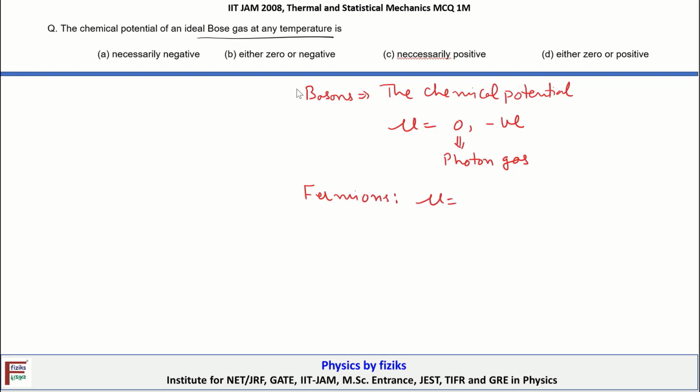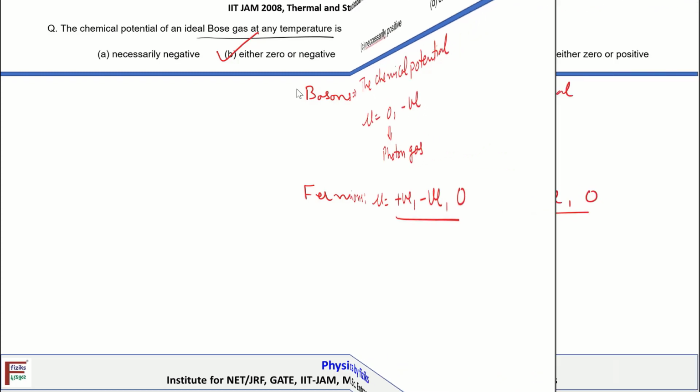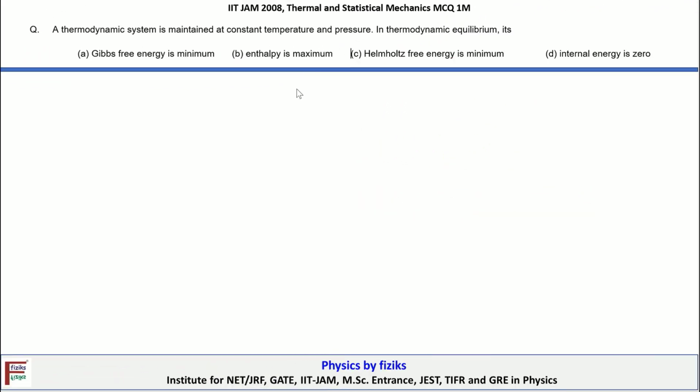mu, it could be positive, negative, as well as 0 also. Okay, so just remember it. So here, because in the question it's asked for the boson gas, so it could be 0 or negative. Okay, so either 0 or negative, so therefore B is the correct option here. So let's continue with the next question.